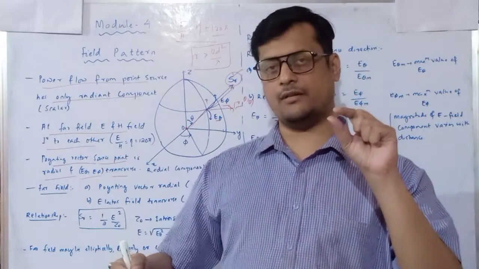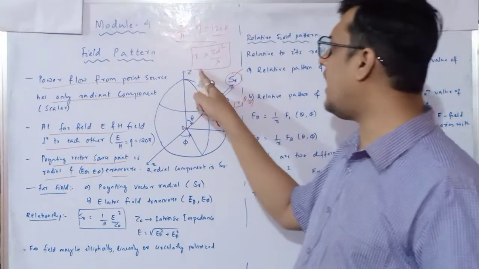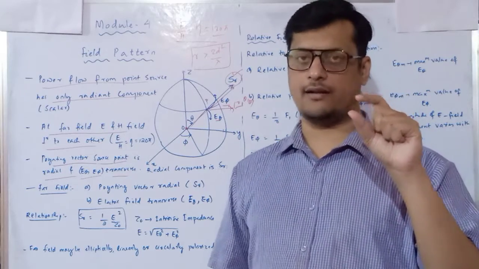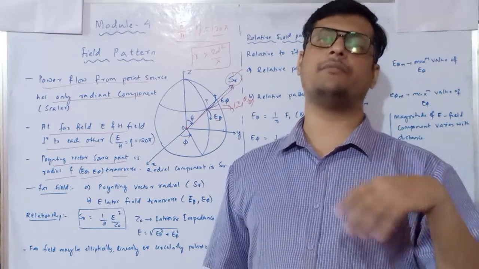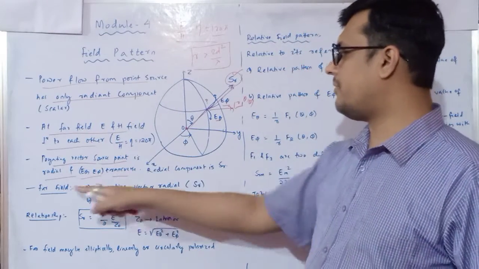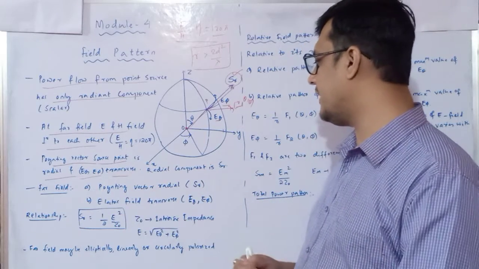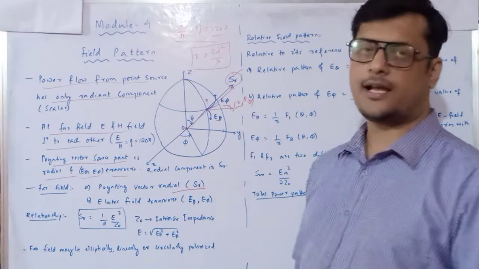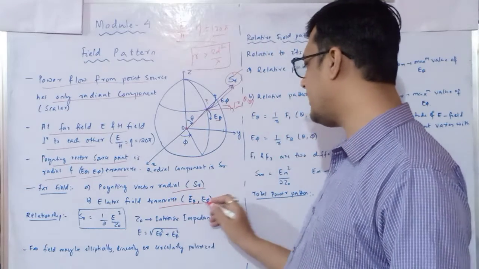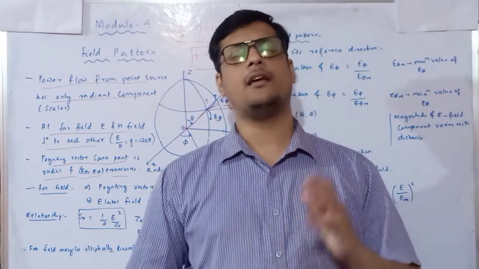The point source is available at the origin and we are measuring the effect at a far field. Far field means R must be greater than 2d square by lambda. D is the dimension of the antenna, lambda is the wavelength at which the wave is propagating, and R is the far field distance. So for far field, there are two things we have to consider: the Poynting vector radial component, S R, and the electric field component along theta and phi.